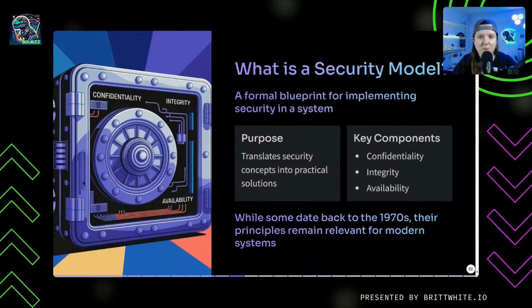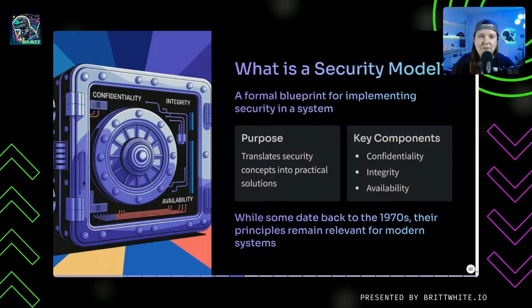But here's the important part. It's not the actual security system itself. Instead, it's more like a detailed plan that shows us how to achieve our security goals of the CIA triad. These models help us turn abstract security concepts into real practical solutions that we can implement in our hardware and software. Many different security models exist, and some of them are surprisingly old, dating back to the 1970s.